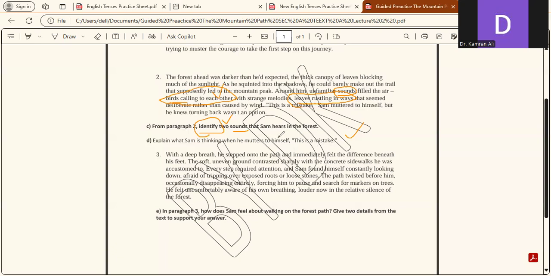Let me read the relevant section here. The forest. Let me erase the marks first because, of course, even I can't see that, right?